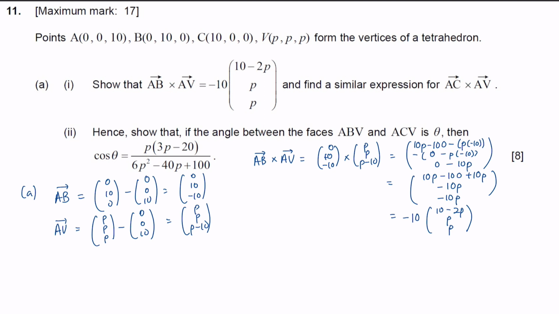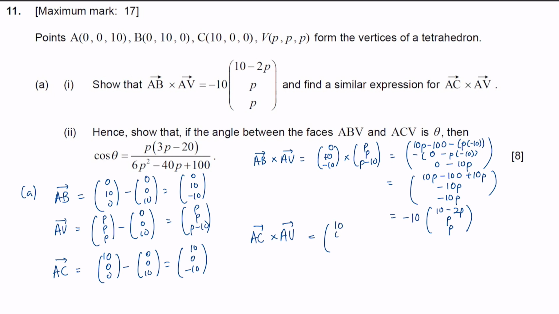As for AC cross AV, let's find AC first. AC is (10, 0, 0) minus (0, 0, 10), so that's going to be (10, 0, minus 10). And so AC cross AV will be (10, 0, minus 10) cross (p, minus 10, p minus 10). And so you get 10 times (p, 10 minus p, 10 minus 2p, and p) after some working.